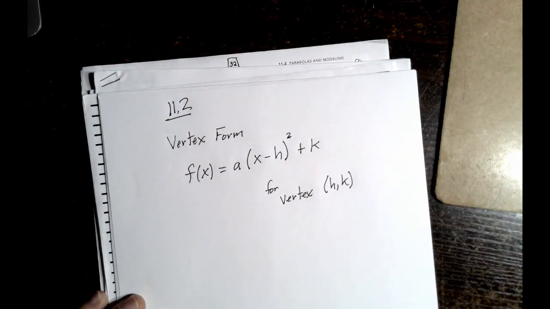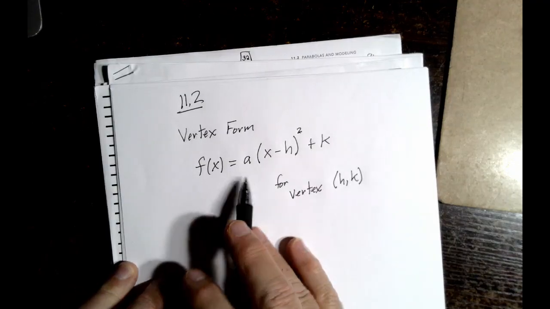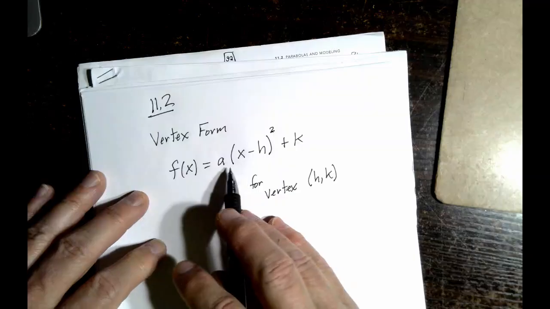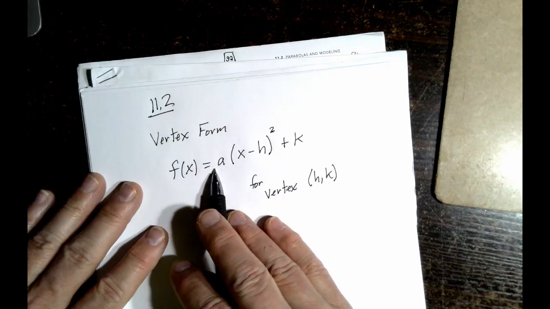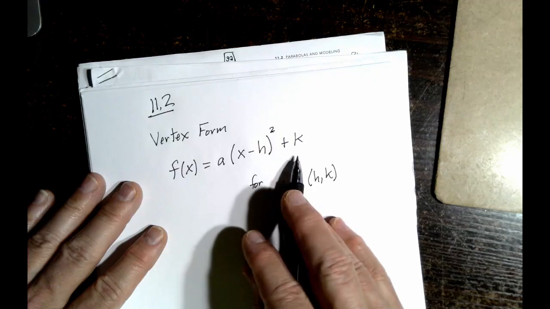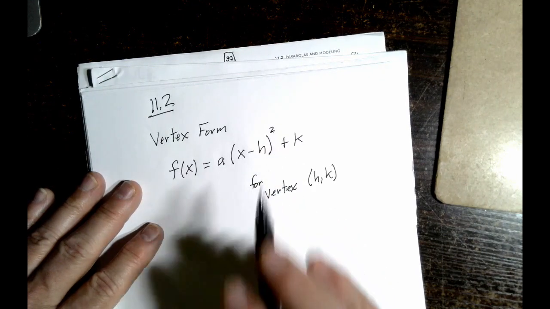Alright, 11.2 talks about the vertex form. Now the vertex form is this very specific way of writing the quadratic function. It's written in this form: some number a times x minus h squared plus k. Now h, k is the vertex. Alright?